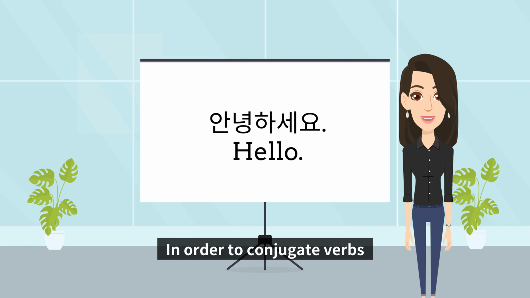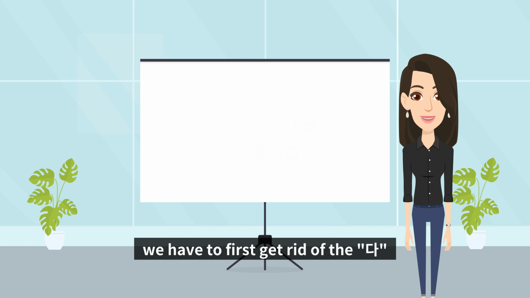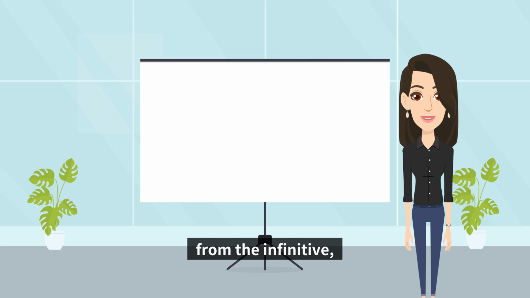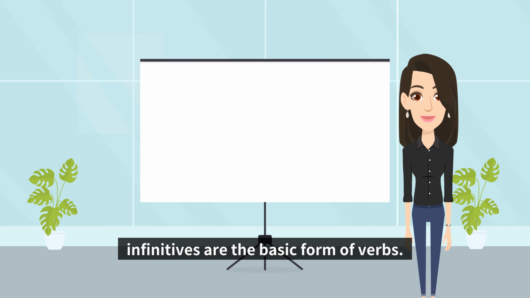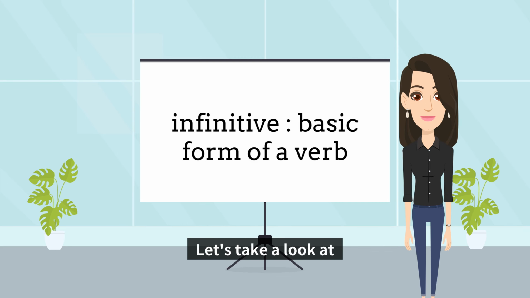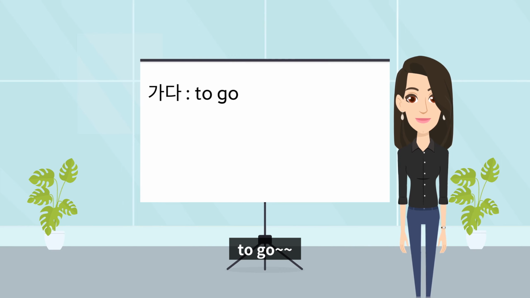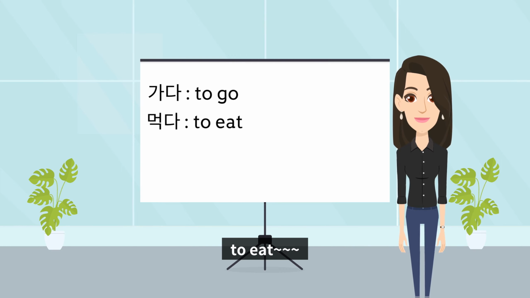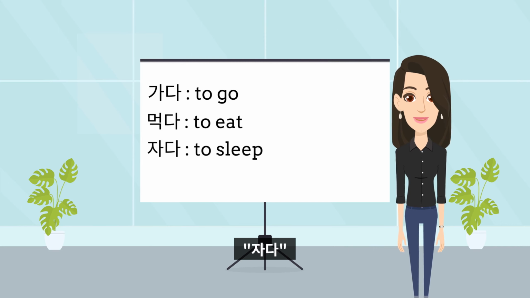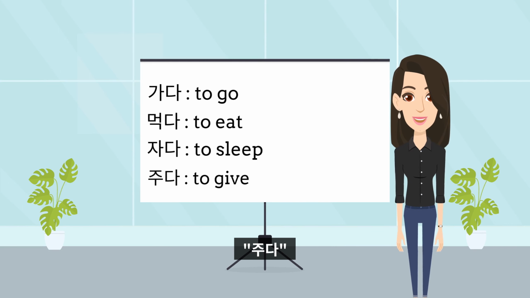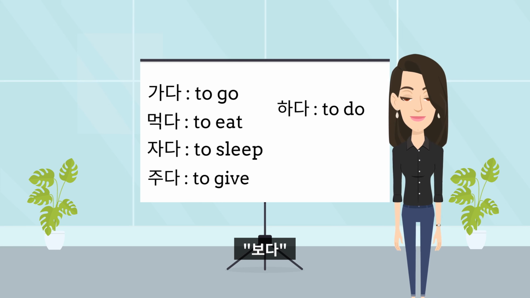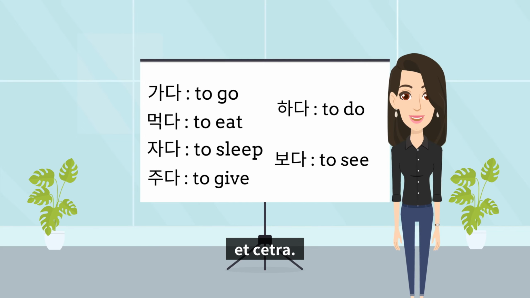In order to conjugate verbs in any speech level, we have to first get rid of the ta from the infinitive, which always ends in ta sound. Just for your information, infinitives are the basic form of verbs. Let's take a look at some of the infinitives that we have. 가다, to go. 먹다, to eat. 자다, to sleep. 주다, to give. 하다, to do. 보다, to see, etc.